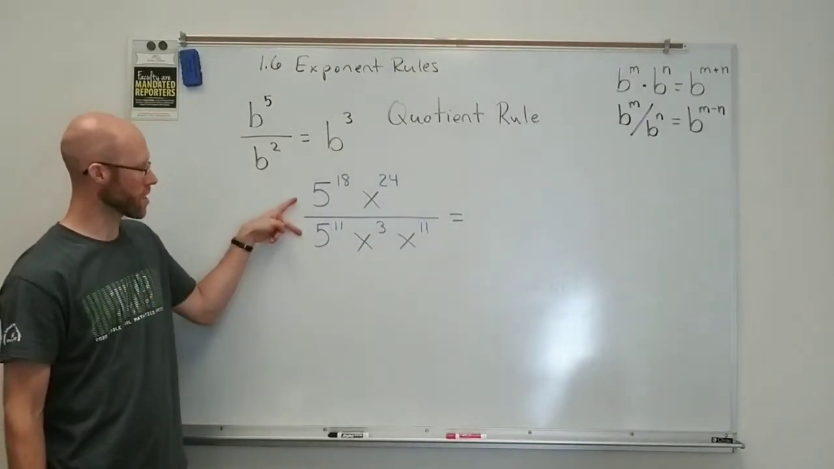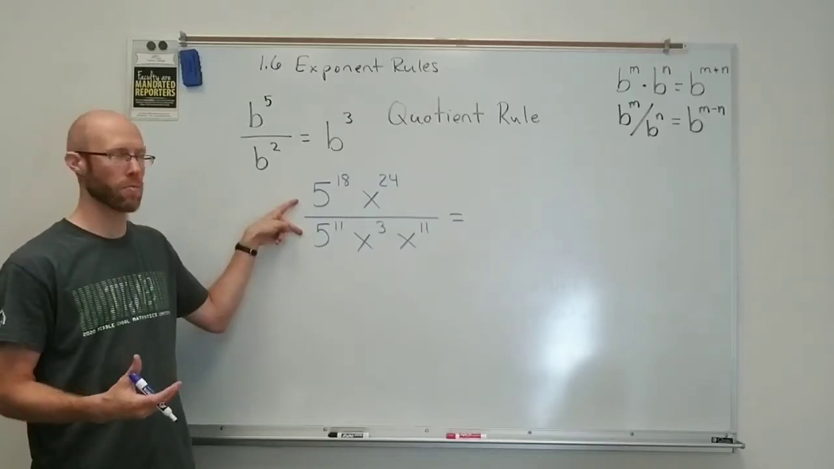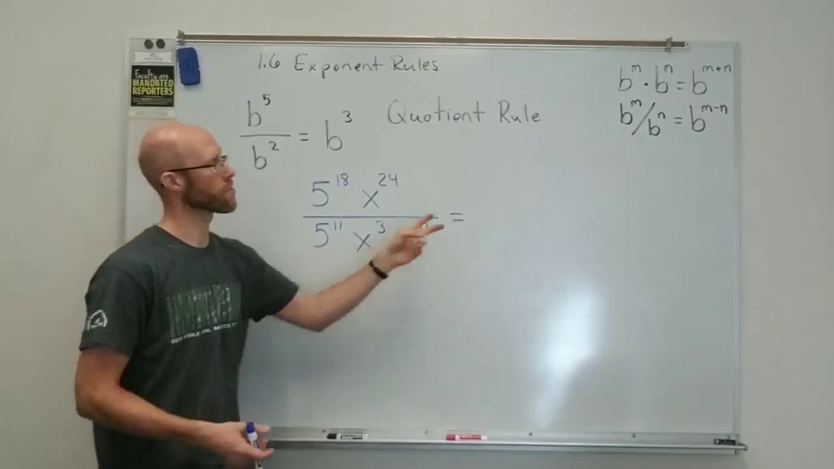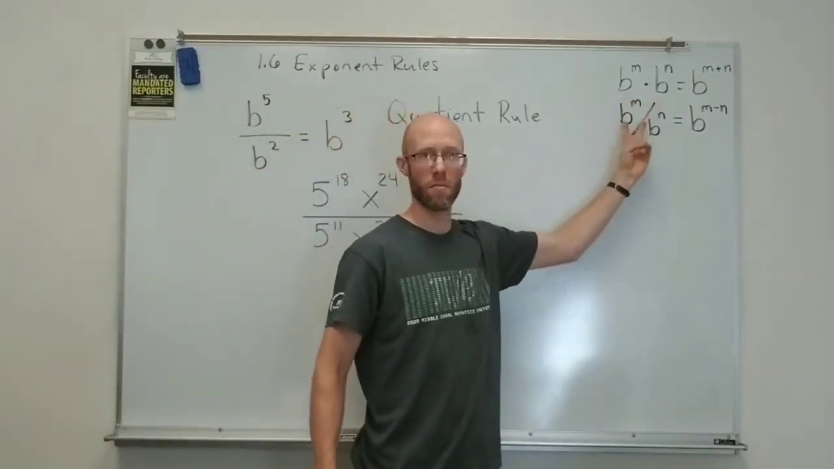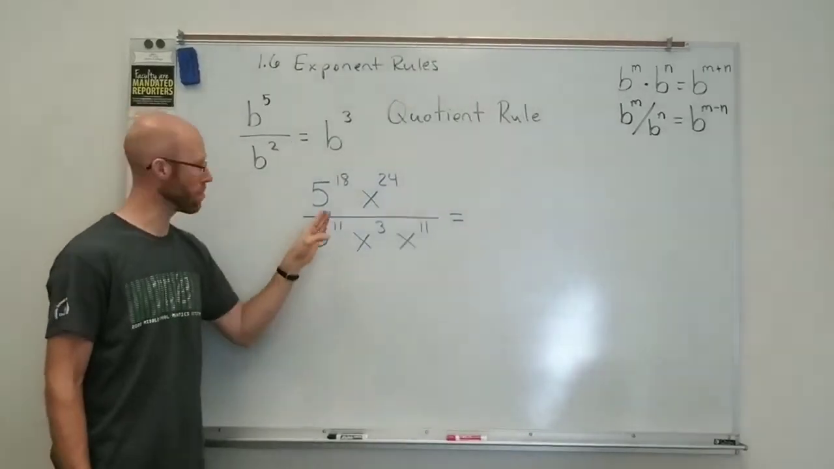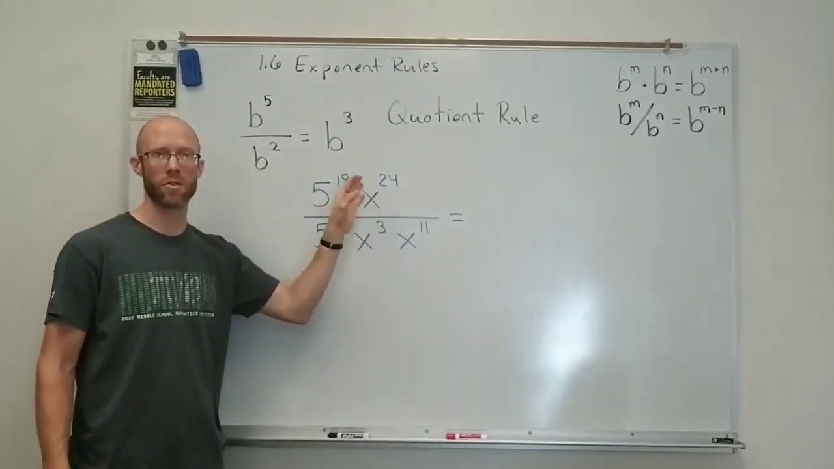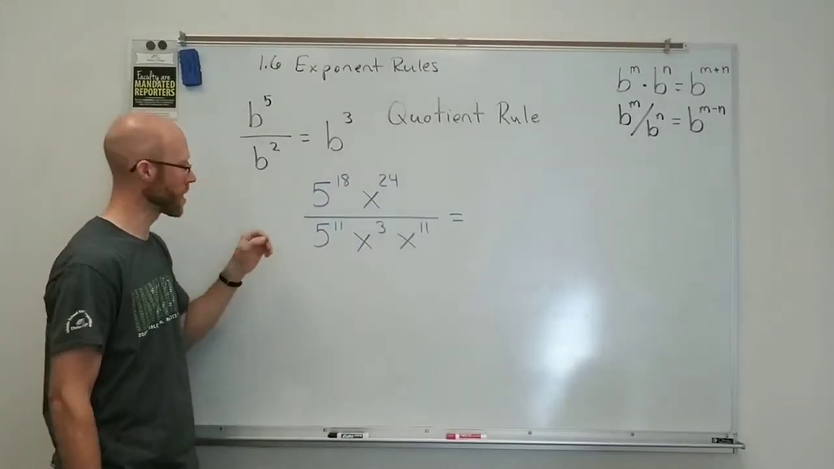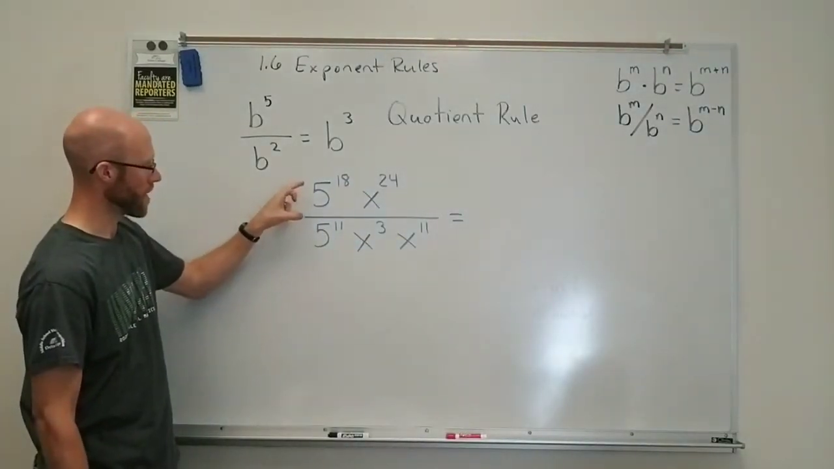So the first thing I see are the 5s, right? Anything that matches up. Remember, you have to have the same base to be able to combine things. That's why the b's are the same in the rules, okay? So the bases have to be the same. I cannot combine a base of 5 with a base of x. That won't work. But the 5s go together, the x's go together. So 5 to the 18th.